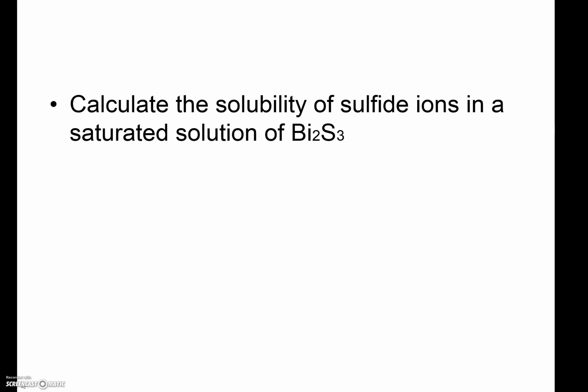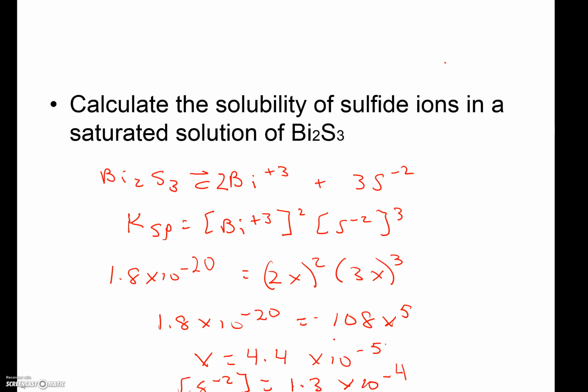So now let's look at a problem. We want to calculate the solubility of sulfide ions in a saturated solution of bismuth sulfide. When it says solubility, it's looking for molarities. And when we look at problems like this, the first thing we want to do is write the balanced equation for the dissolving of the salt in water. We want to write our KSP expression. And then, if we're trying to find the concentration, we look up the KSP on a table, and we can calculate the concentrations. So let's look at what we do.